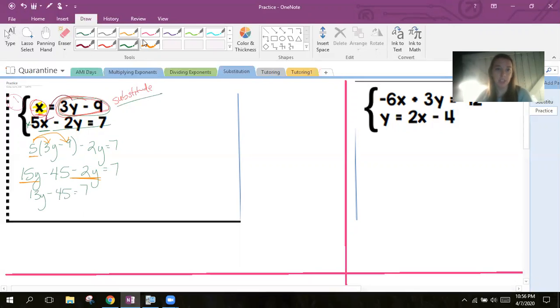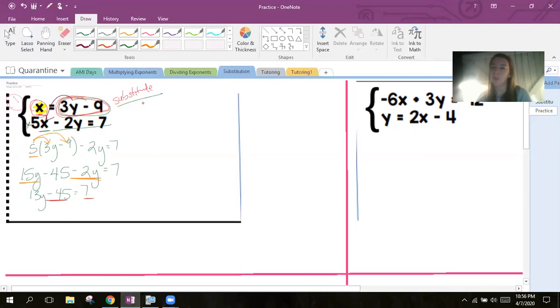Then I have to combine my other like terms. I have a negative 45 and I have a positive 7 on the other side of my equal sign. I need to get that negative 45 to the other side. So how do I do that? I'm going to add it. If I do it to one side, I have to do it to the other side. Those 45s will cancel, and I'm left with 13y equals 7 plus 45, which is going to give me 52.